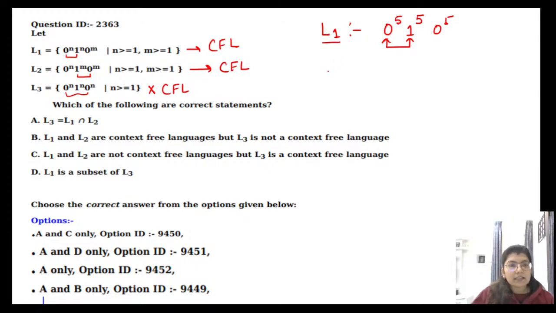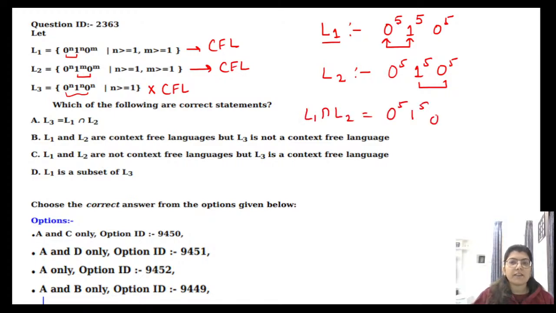And if I am saying that L2 is also somewhat like this, 1 raised to power 5 and this is also raised to power 5. Now here we are comparing these two, we don't care about this one. So if I'm taking the intersection of this, what will I get? I will get this only, right? L1 intersection L2 will be 0 raised to power 5, 1 raised to power 5, 0 raised to power 5. That is L3. So this statement is correct.